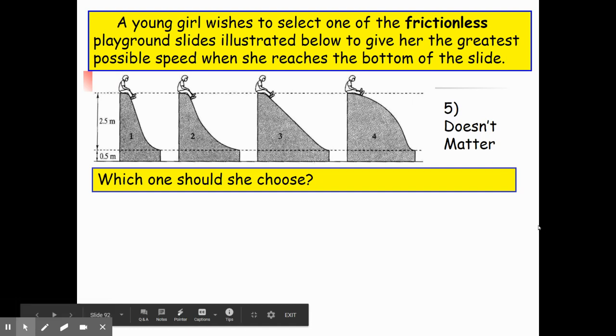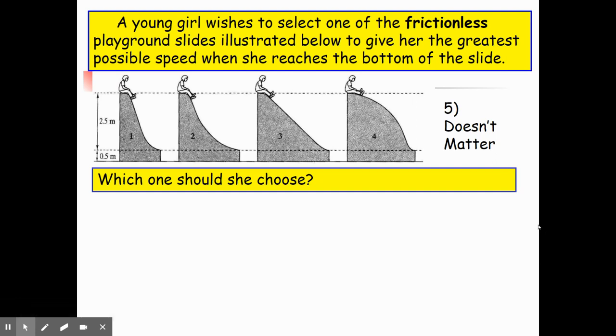So, thinking about conservation of energy, I have another example for you. A young girl wishes to select one of the frictionless playground slides illustrated below to give her the greatest possible speed when she reaches the bottom of the slide. So, thinking about the different shapes and how she's starting at the same height and ending at the same height for all 4 of them, which one is going to be the best, or does it not matter?